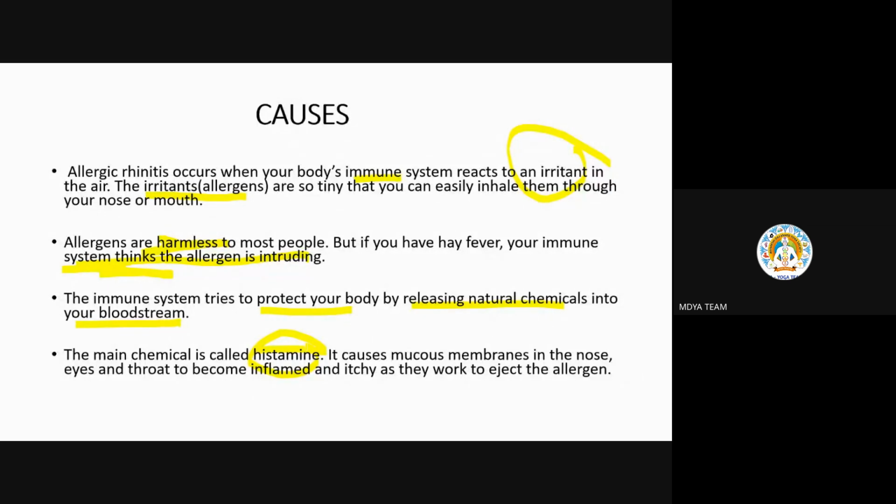What are the further symptoms of histamine? It can cause the mucous membrane in the nose, eyes, and throat to become inflamed and itchy. All the symptoms we have seen before appear because they work to eject the allergens, working against the allergens. So all these symptoms are visible.